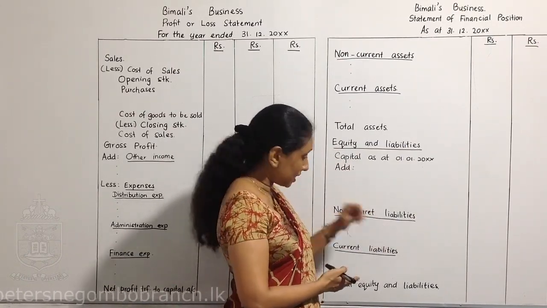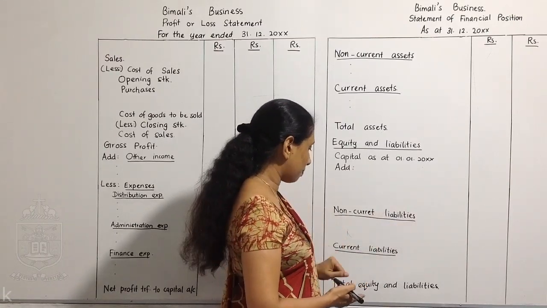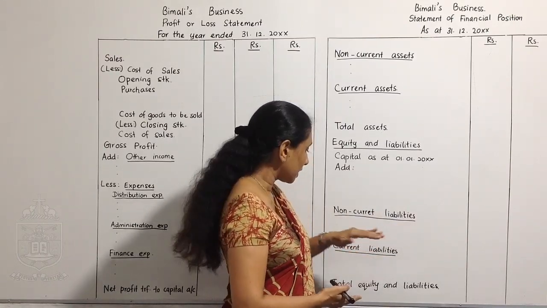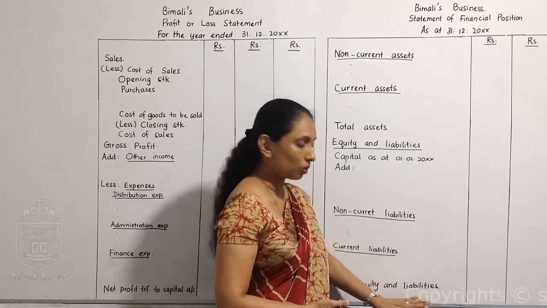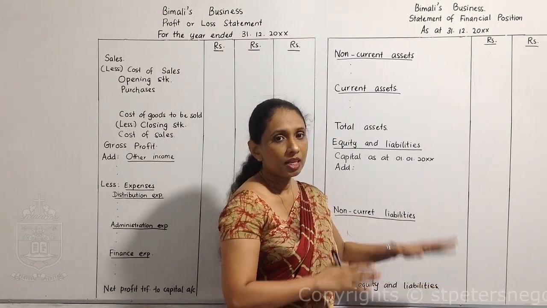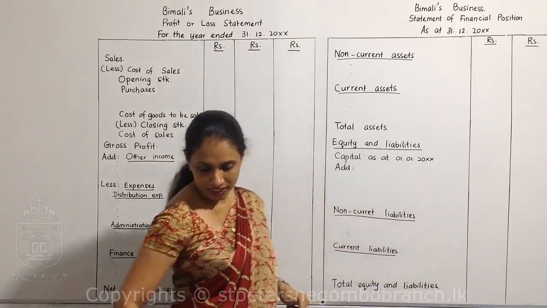Thereafter the non-current liabilities. So again I have mentioned the heading and left some space. Then current liabilities, again left some space. The resulting total will be the total equity and liabilities. So now we have the formats ready. So let's start with the question.